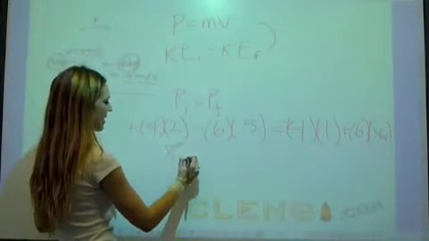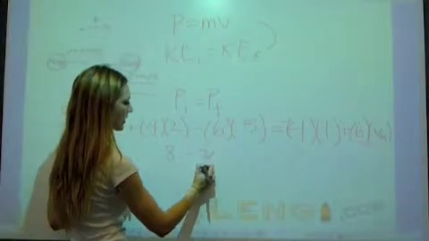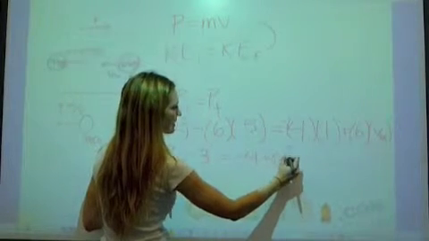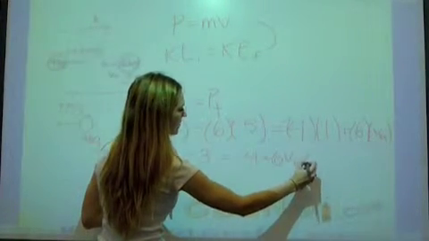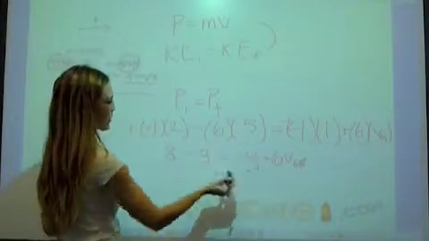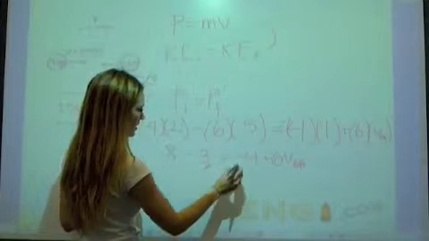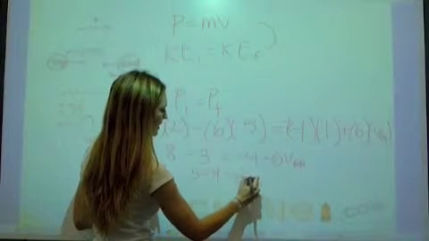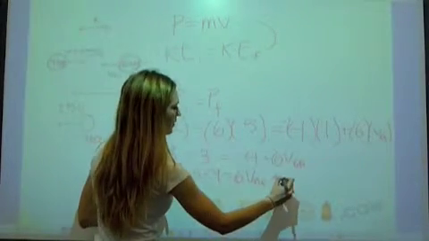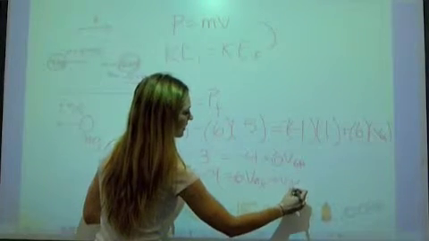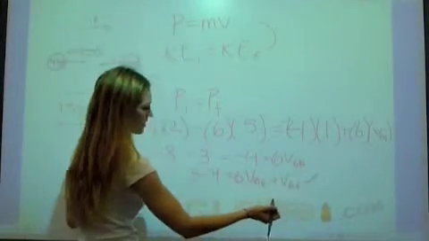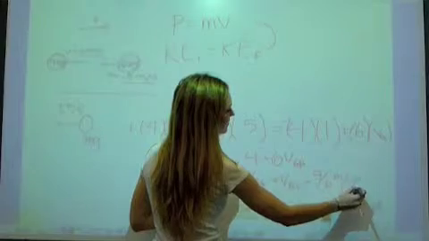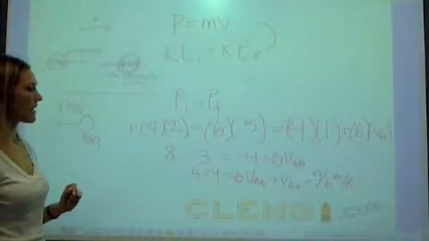So that means we have 8 minus 3 is going to be equal to negative 4 plus 6 times V6F. And we can solve for that pretty easily. We've got 5 minus negative 4 equals 6 times V6F, which means that V6F is equal to 9 divided by 6 meters per second. And that's a really easy way to solve that.